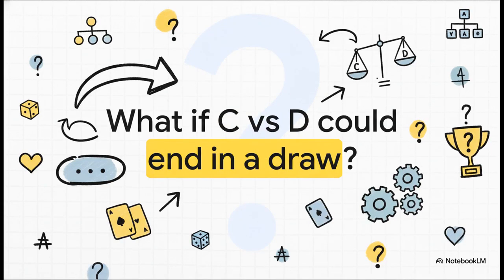And just to leave you with a little something to chew on, how would this all change if a draw were possible in that C versus D match, maybe forcing a tiebreaker? How would that mess with the probabilities we calculated? It's a really great way to test if you've really got a handle on the concepts here.